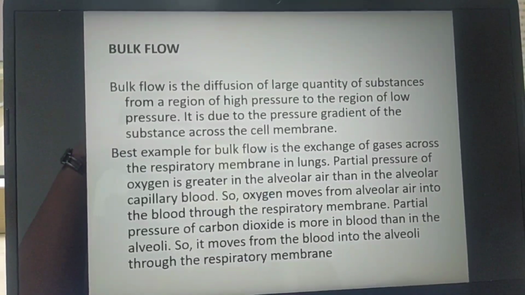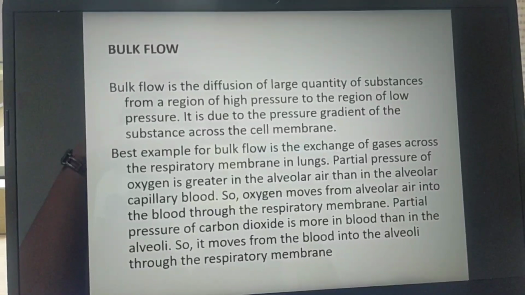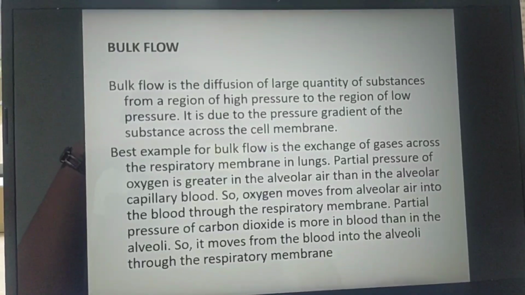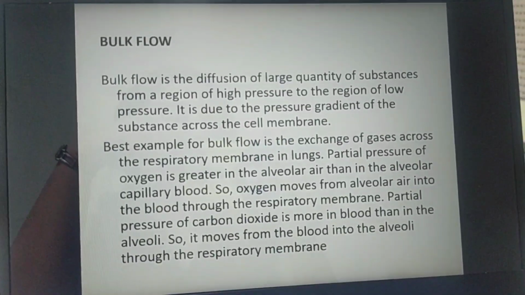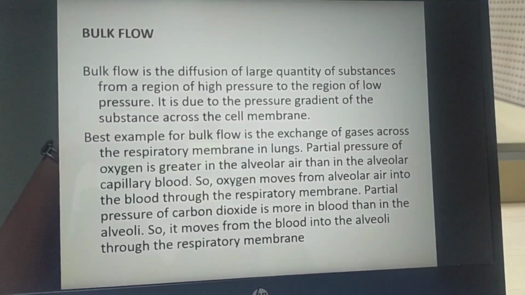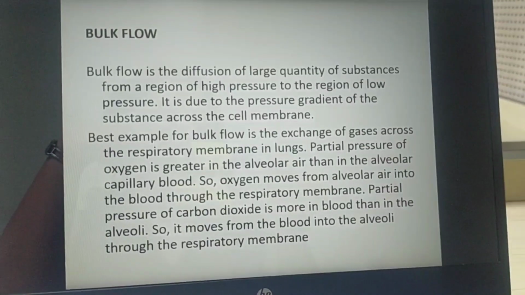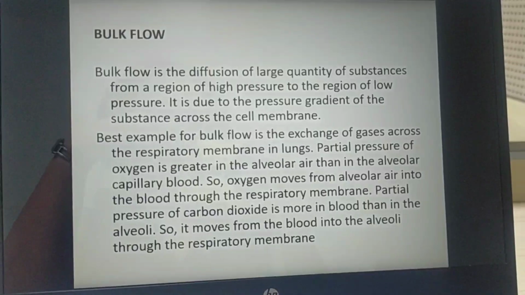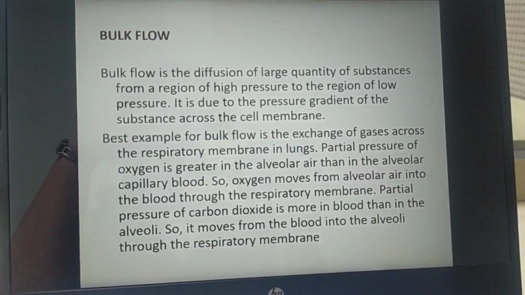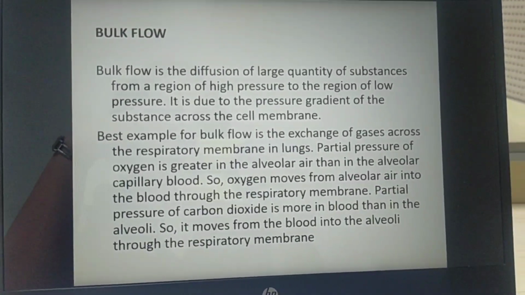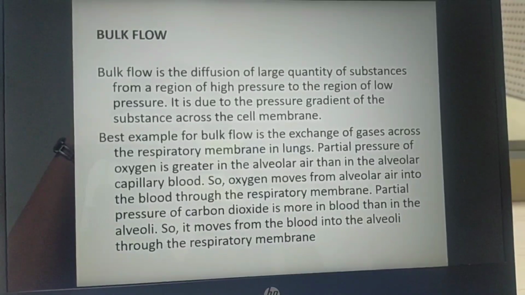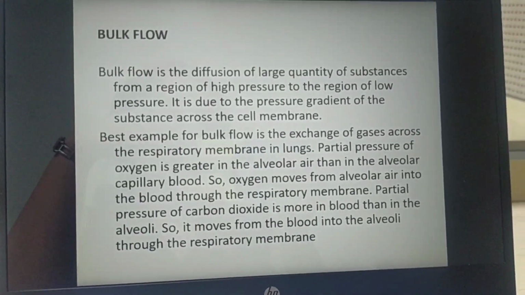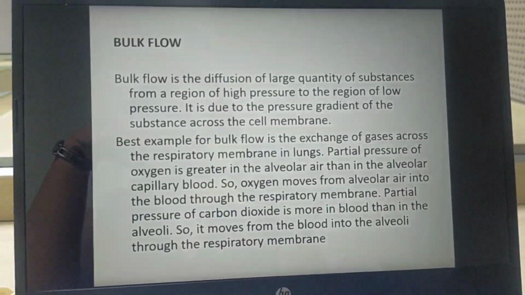Best example for bulk flow is the exchange of gases across the respiratory membrane in lungs. Partial pressure of oxygen is greater in the alveolar air than in the alveolar capillary blood. So oxygen moves from alveolar air into the blood through the respiratory membrane. Partial pressure of carbon dioxide is more in blood than in the alveoli. So it moves from the blood into the alveoli through the respiratory membrane.